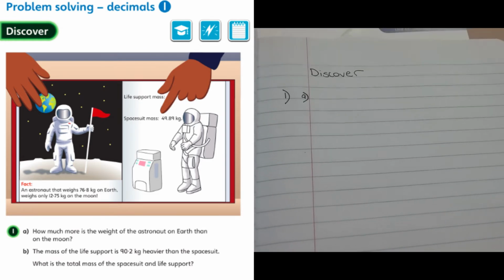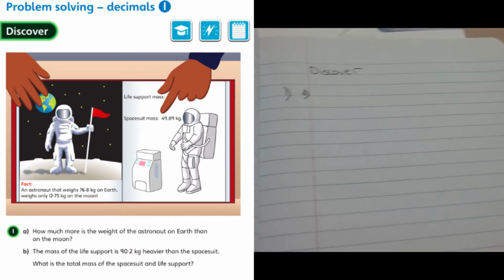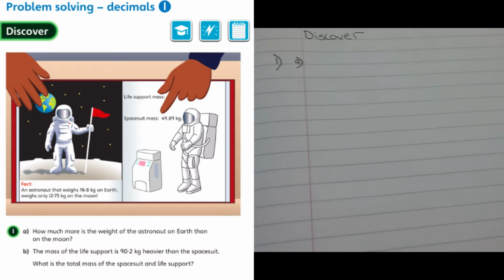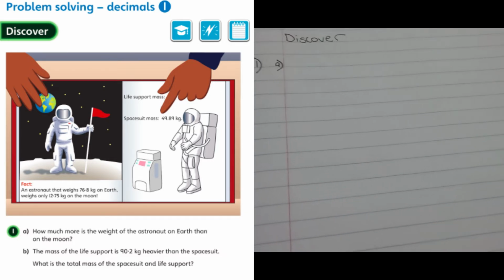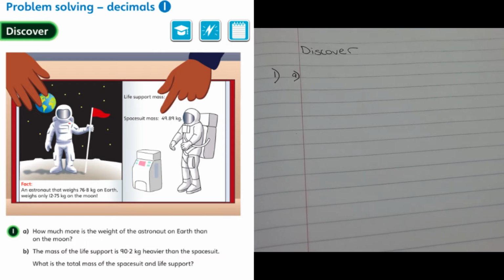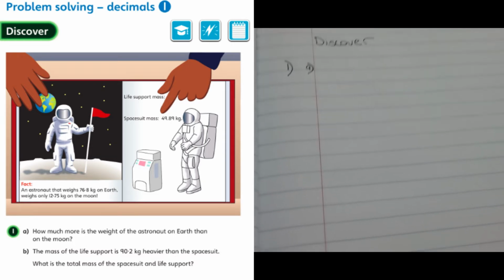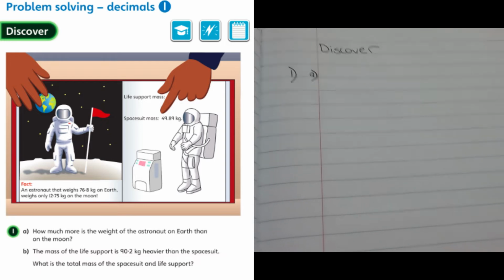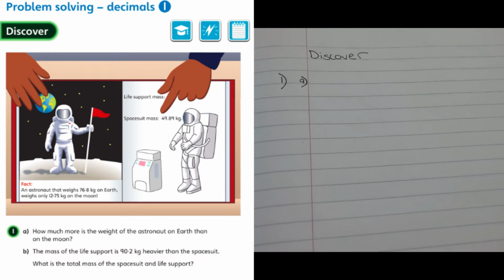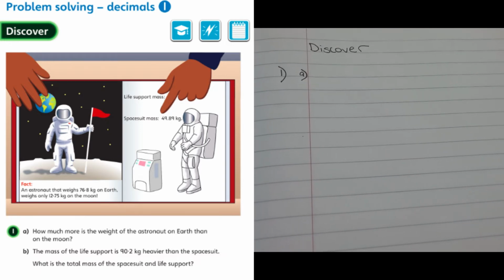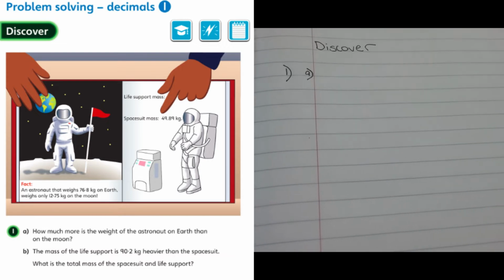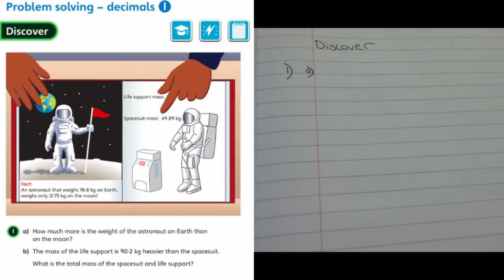Have you ever seen in movies where astronauts kind of bounce on the moon? It's because there's less gravity. So because of that, they weigh less because there's less force pulling them down to the Earth. Over on the other side, it says life support mass, but it looks like his hand is covering up some information. So I'm thinking we're going to need to find that information later. And underneath it says spacesuit mass, 49.89 kilograms.